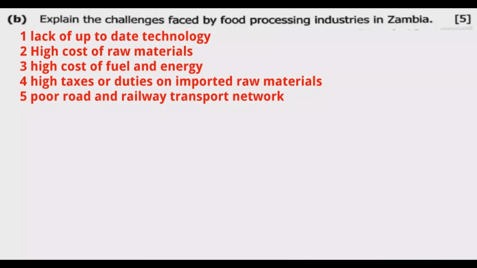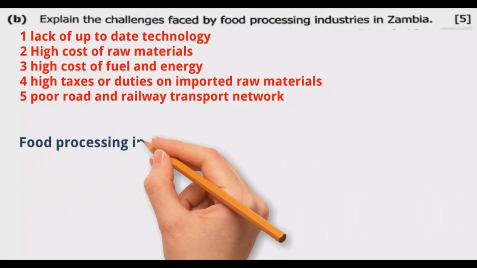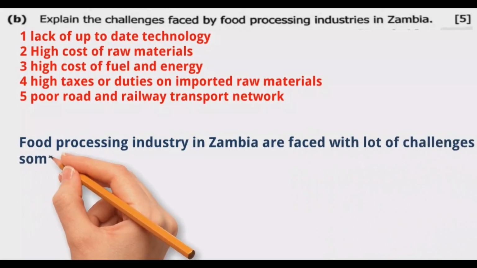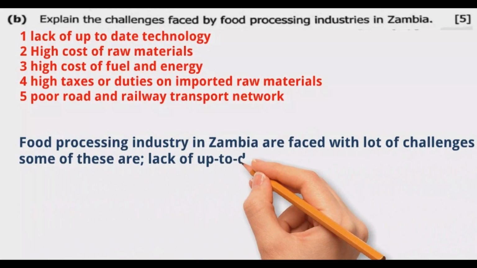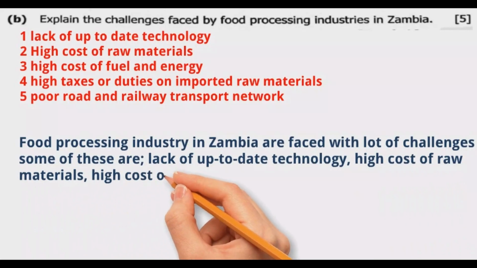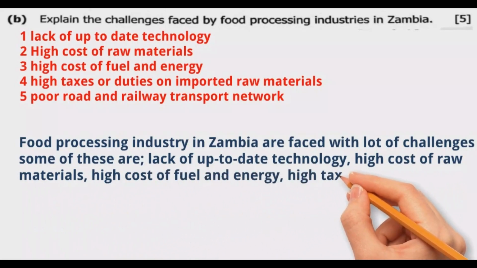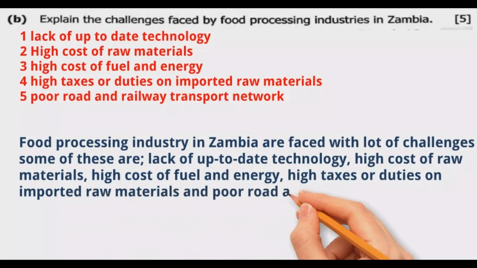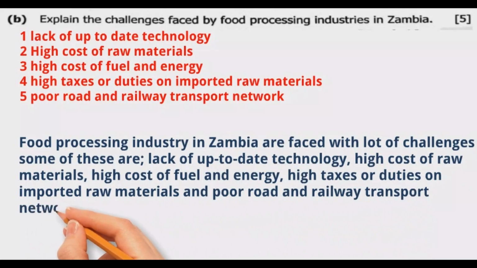Now, these are not all. Like I said earlier on, I'm just getting 5 challenges because of 5 marks. So I'm going to construct a short essay using these points. Okay, so food processing industry in Zambia is faced with a lot of challenges. Some of these are lack of up-to-date technology, high cost of raw materials, high cost of fuel and energy, high taxes or duties on imported raw materials, and poor road and railway transport network.